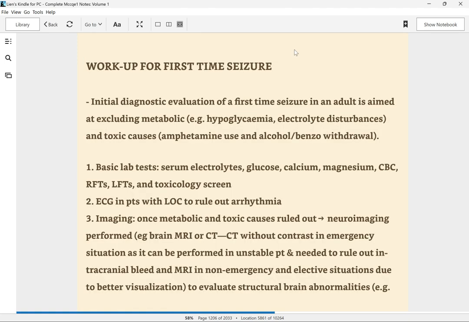Seizures and syncope. Work up for first-time seizure. Initial diagnostic evaluation of a first-time seizure in an adult is aimed at excluding metabolic, e.g.